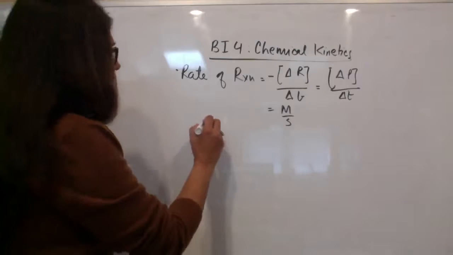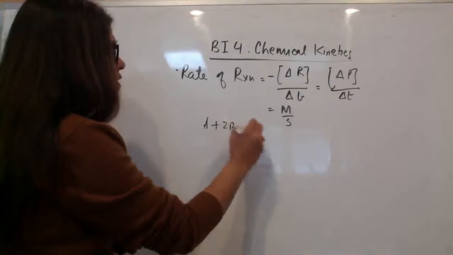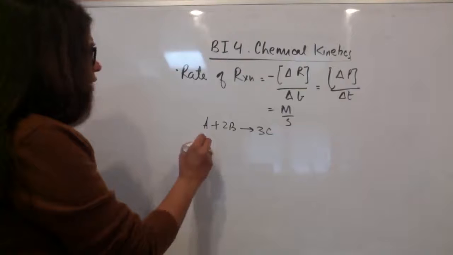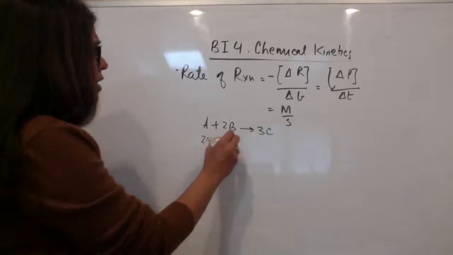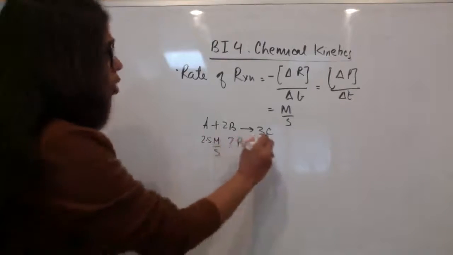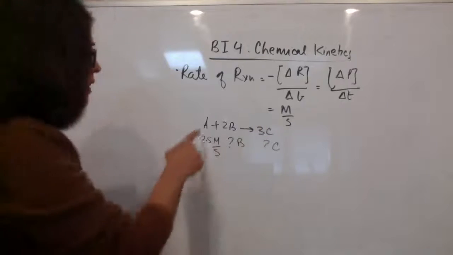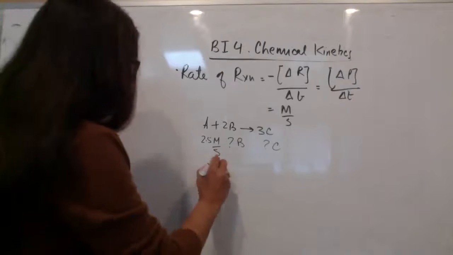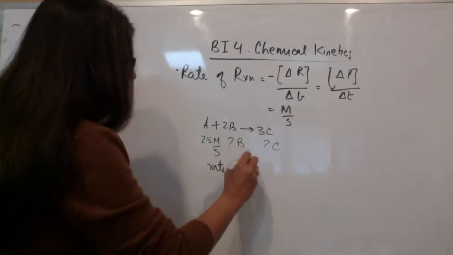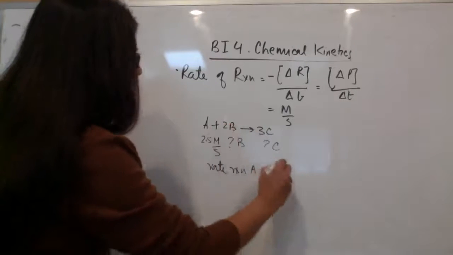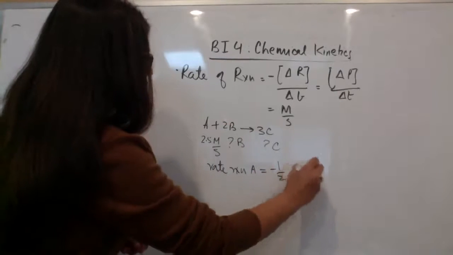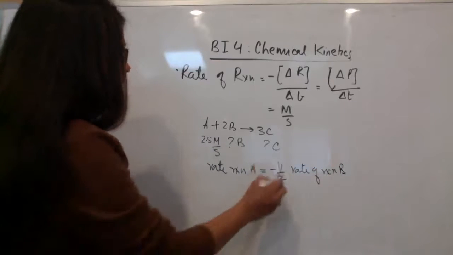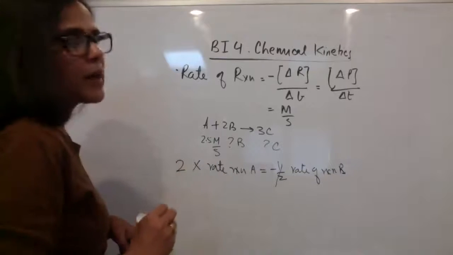Also know if I have a reaction A plus 2B gives you 3C, and I say rate of reaction of A is 2.5 molarity per second, what is rate of reaction of B? Or what is rate of reaction of C? Then using these coefficients, you can figure out the rate. So rate of reaction of A is minus 1/2 rate of reaction of B. So if you're asked rate of reaction of B, you multiply the rate of reaction of A by 2.